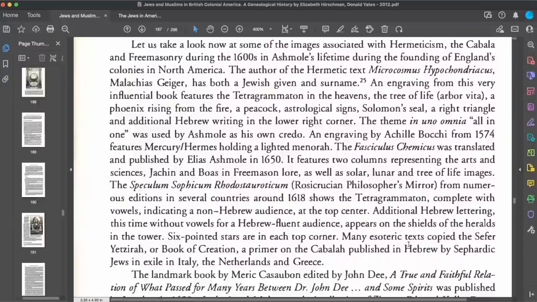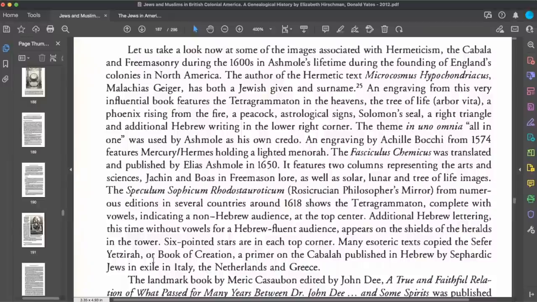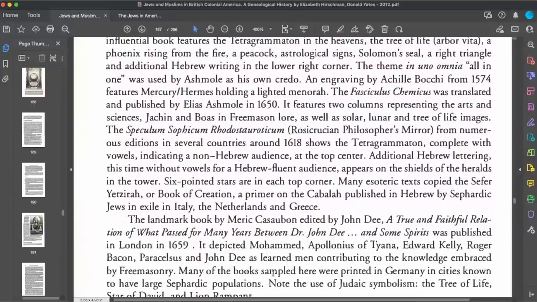Many esoteric texts copy the Sefer Yetzirah, or Book of Creation, a primer on the Kabbalah published in Hebrew by Sephardic Jews in exile in Italy, the Netherlands, and Greece. It's not the white man.